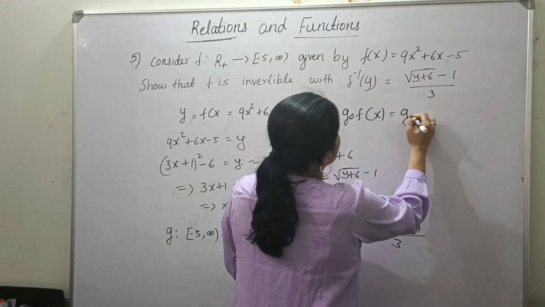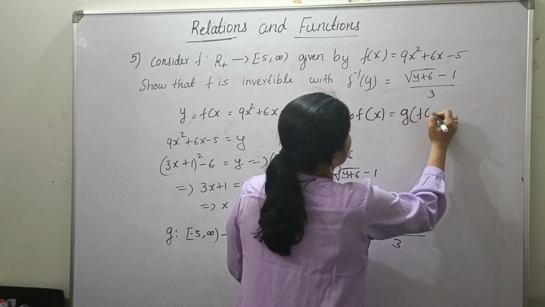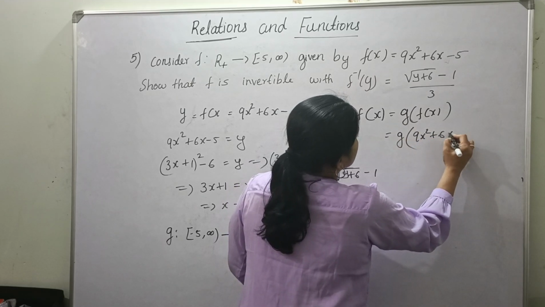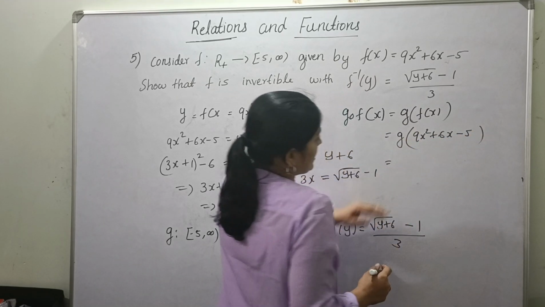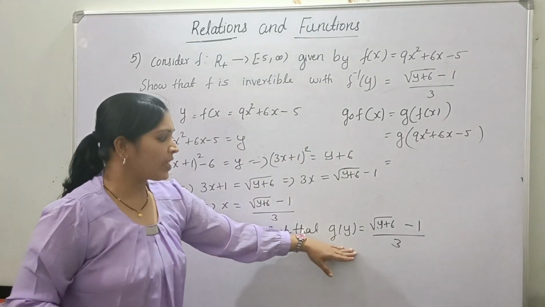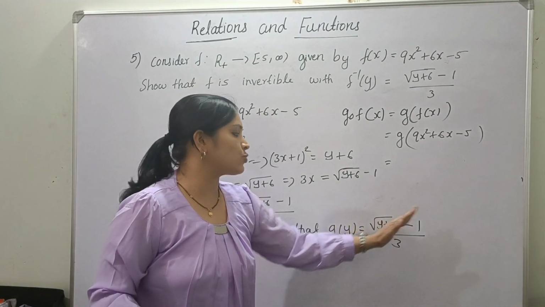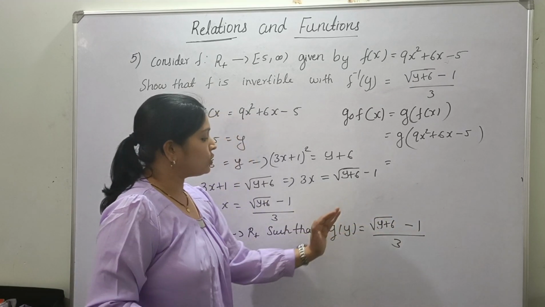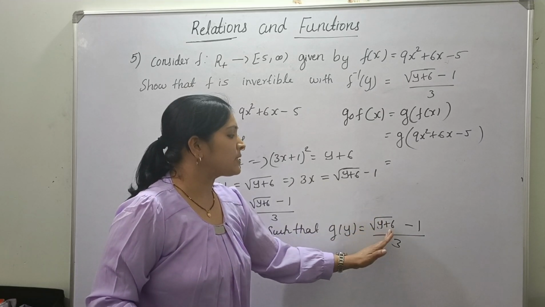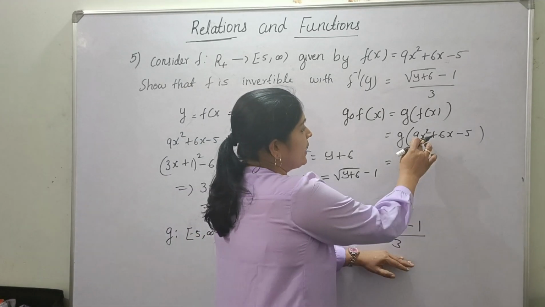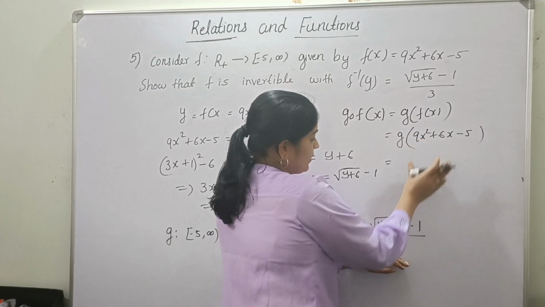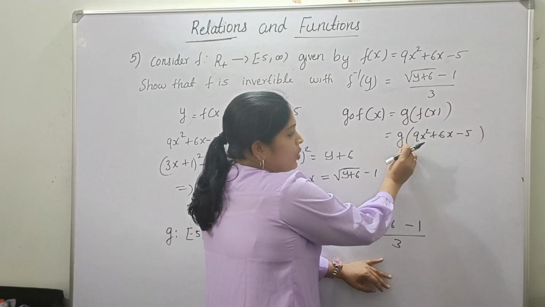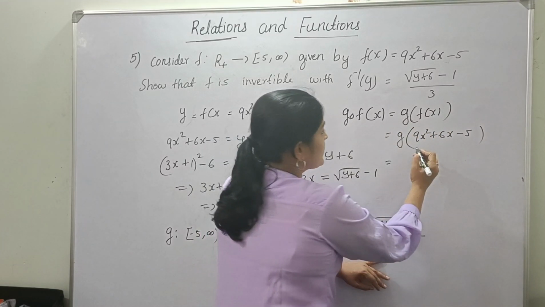g composite f of x is equal to g of f of x, that is equal to g of (9x square plus 6x minus 5). What is g of x? g of x is (square root of x plus 6 minus 1) by 3. Okay, g of y is (square root of y plus 6 minus 1) by 3. Therefore, g of x is (square root of x plus 6 minus 1) by 3. So here in place of x, we have to substitute this expression, because g of x is this one.